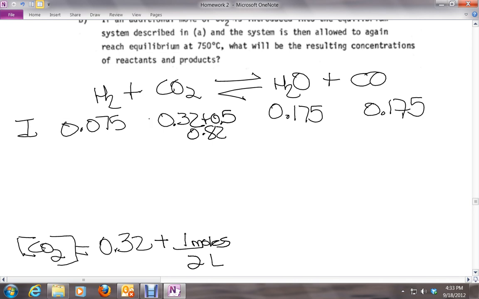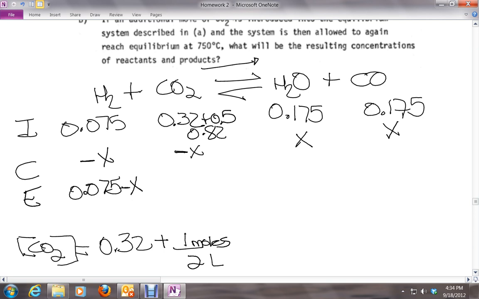Now let's think: if we add here, where is the equilibrium going now? How is it going to shift? It's going to go to the right. Why? Because we increase the concentration of reactant, and to compensate, the equilibrium, with the addition of reactant, is going to produce more products. So we're going to produce X, and these would be minus X. So the new concentration at equilibrium would be 0.075 minus X, 0.82 minus X, and this would be X, and this would be X.